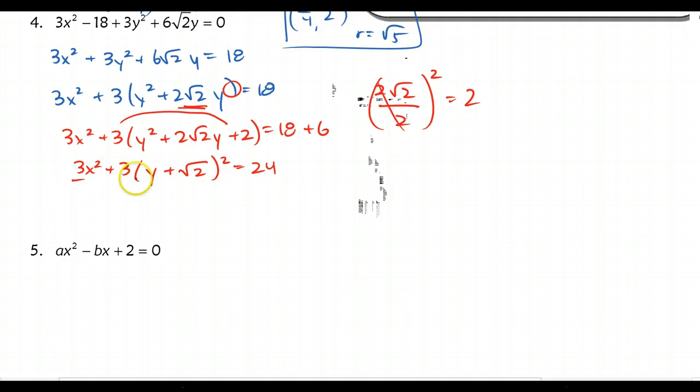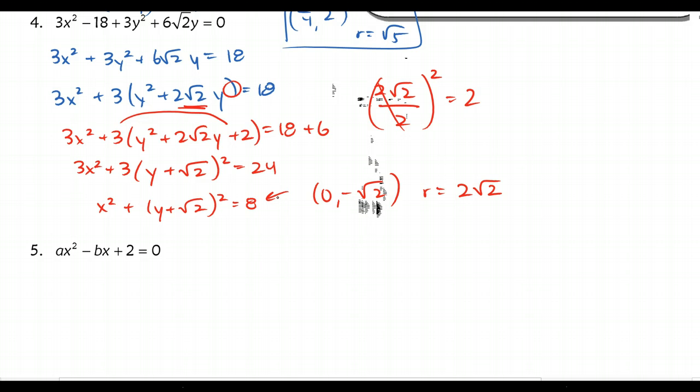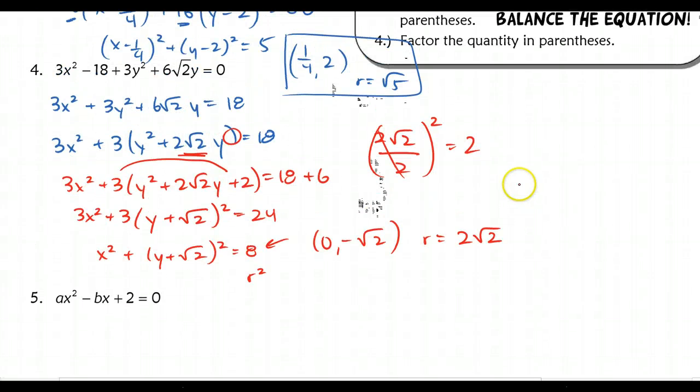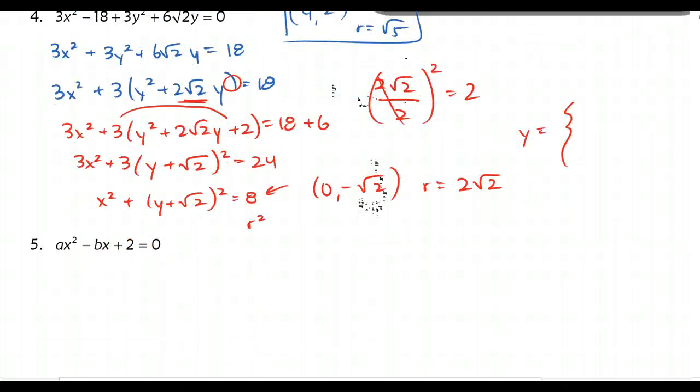And now I can divide out the 3, right? These terms here will divide out. I'm left with x squared plus y plus √2 squared equaling 8, which means now I have a center of 0, negative √2, and a radius of 2√2. So I just take the square root of this, remember this is r squared, which is why I end up with 2√2. Alright. I also believe that I solved for y so that you get your two cases to put into your calculator here. So check that if you want some extra practice.